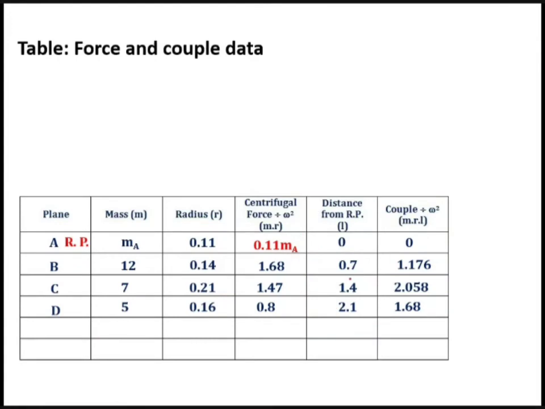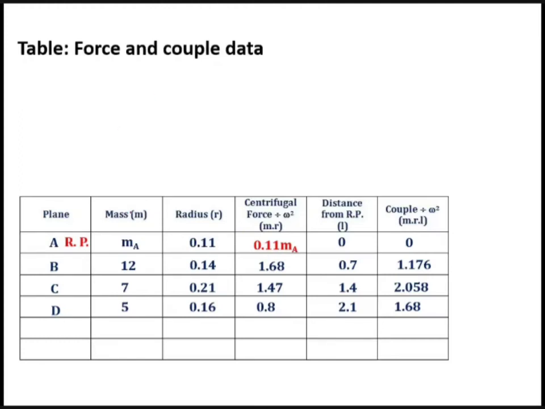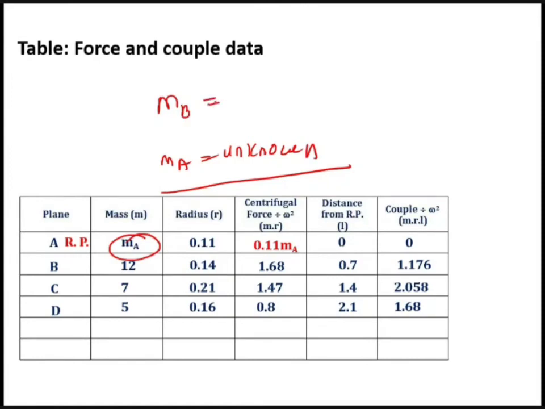Now, very important. Now, the space diagram. Basically, try to understand that the angles are not given. So how will you find out the angular position of masses? Okay. Now, in this case, your mass Ma is unknown. Try to understand. Since mass Ma is unknown, meaning the first mass, I will consider mass Mb as horizontal.